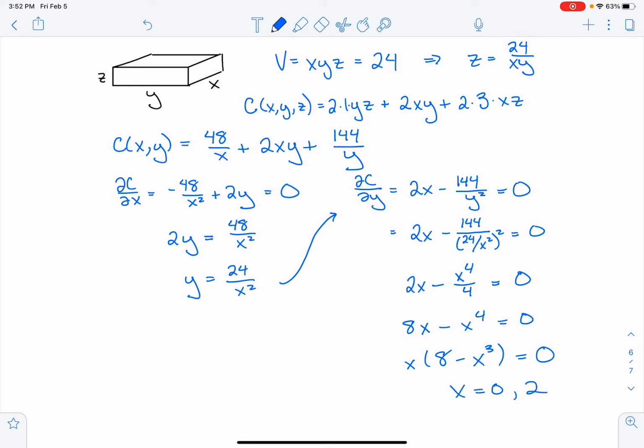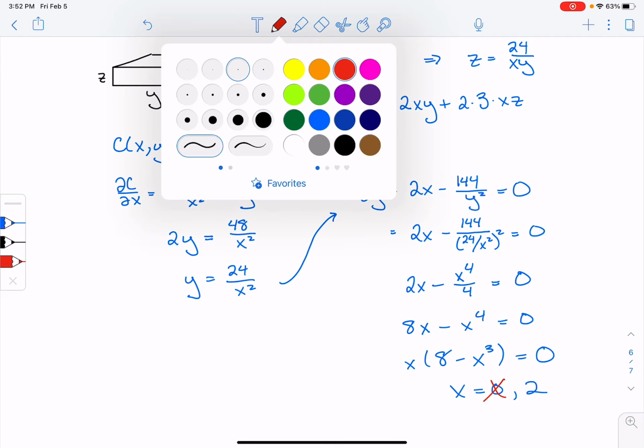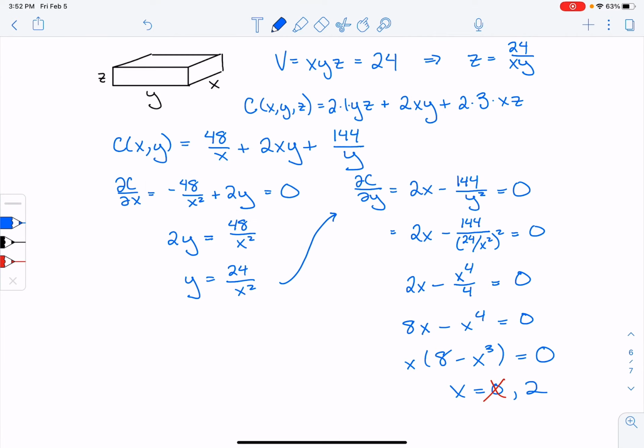Okay, but if x is 0, then I don't have a three-dimensional box. I have no dimension for x. So x can't be 0. That's not realistic, okay? So x must be 2. Once I have that x is 2, then the rest of this is pretty easy to see.